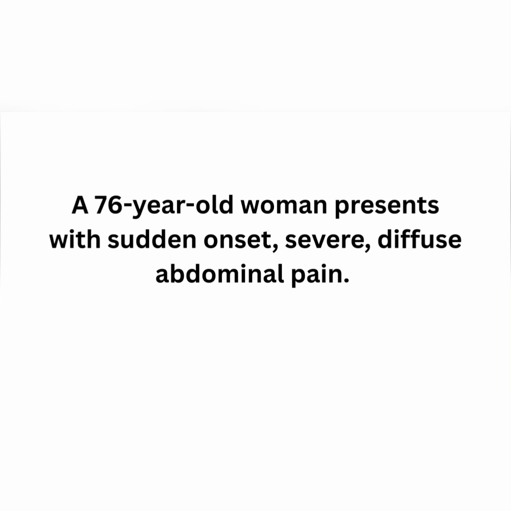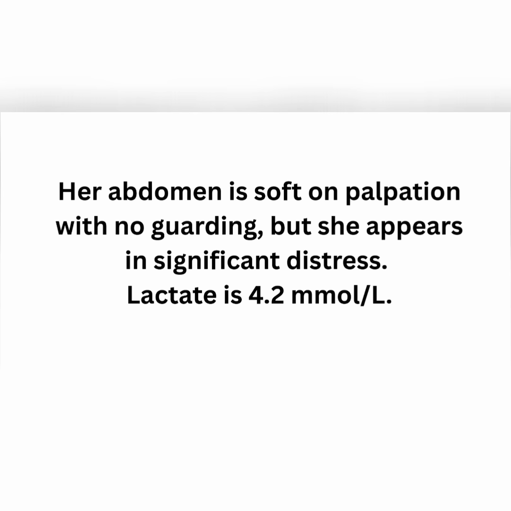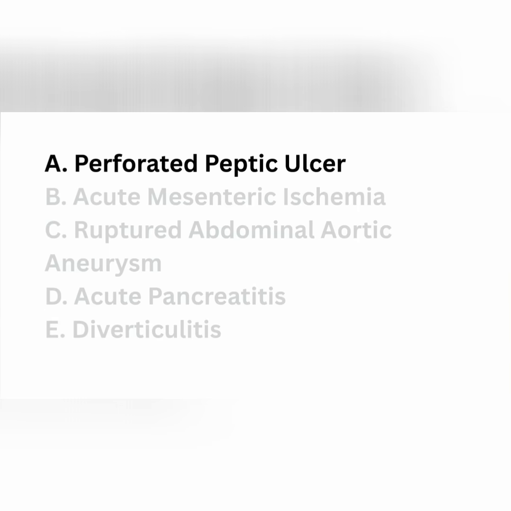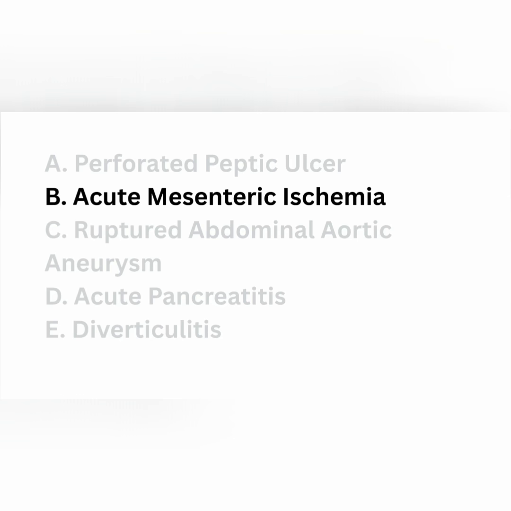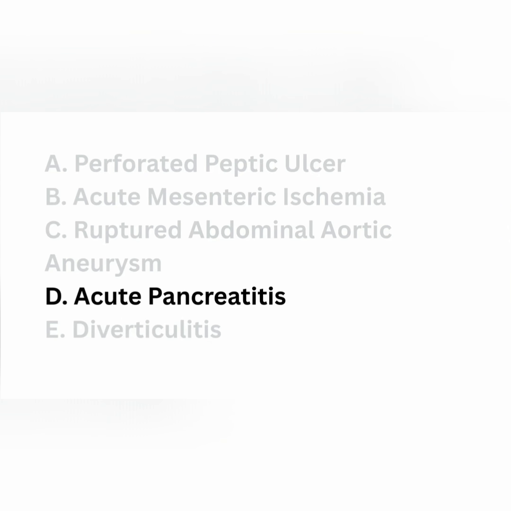A 76-year-old woman presents with sudden onset severe diffuse abdominal pain. She has a past medical history of atrial fibrillation and hypertension. Her abdomen is soft on palpation with no guarding, but she appears in significant distress. Lactate is 4.2 millimole per liter. The question is, what is the most likely diagnosis? Option A, perforated peptic ulcer. Option B, acute mesenteric ischemia. Option C, ruptured abdominal aortic aneurysm. Option D, acute pancreatitis. And option E, diverticulitis.